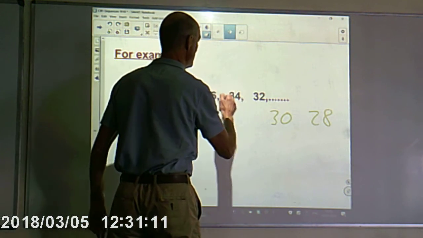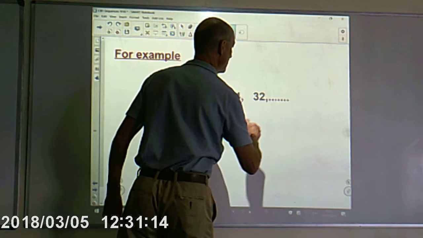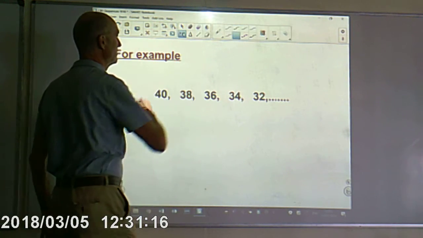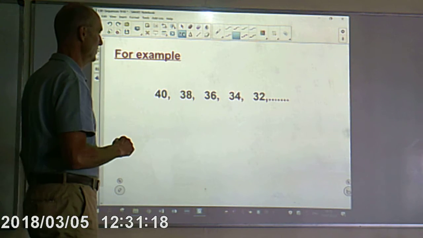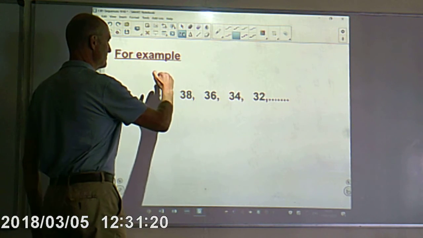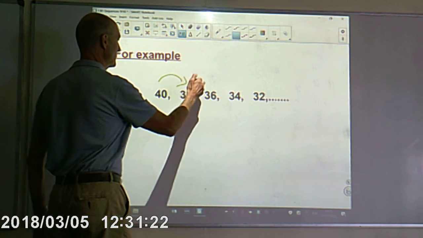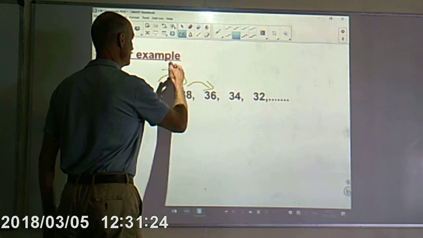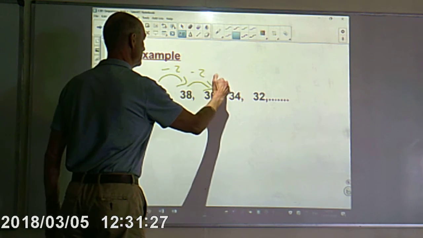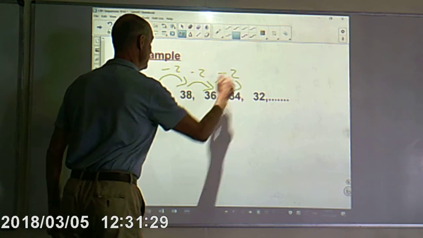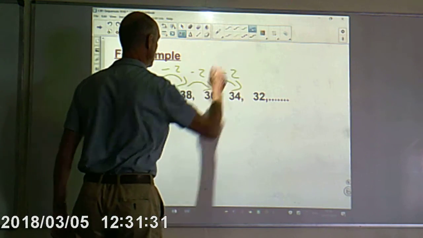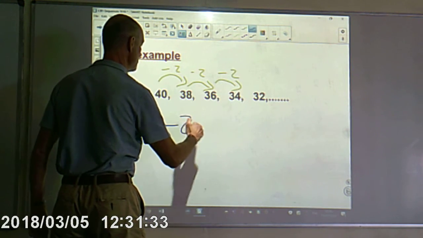Okay, let's have another look at an example. We're doing lots of examples here, so you've got lots of vision across different types of question. What's happening each time? We're going down 2. We're going down 2 each time. So that's my first number that I need to grab hold of. We're going down 2, so it's minus 2.